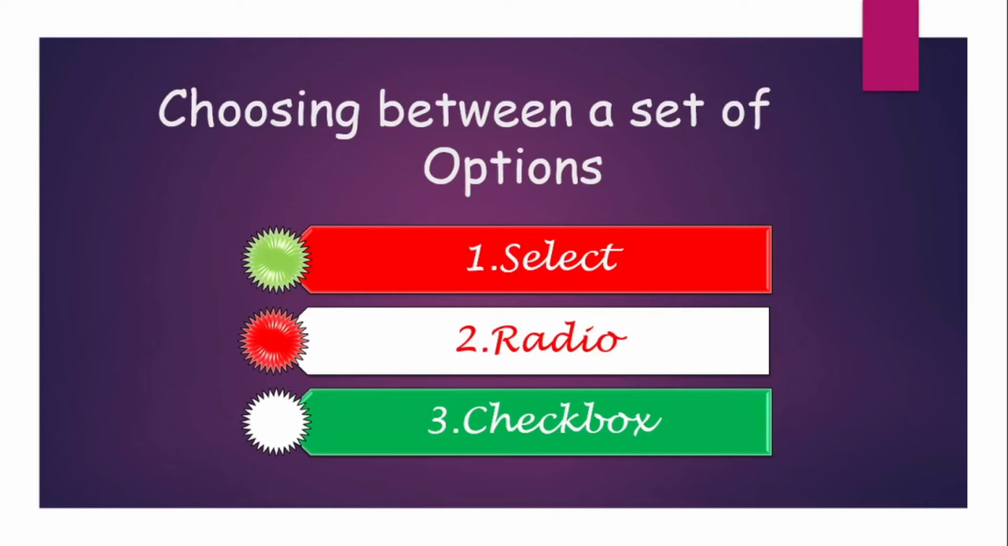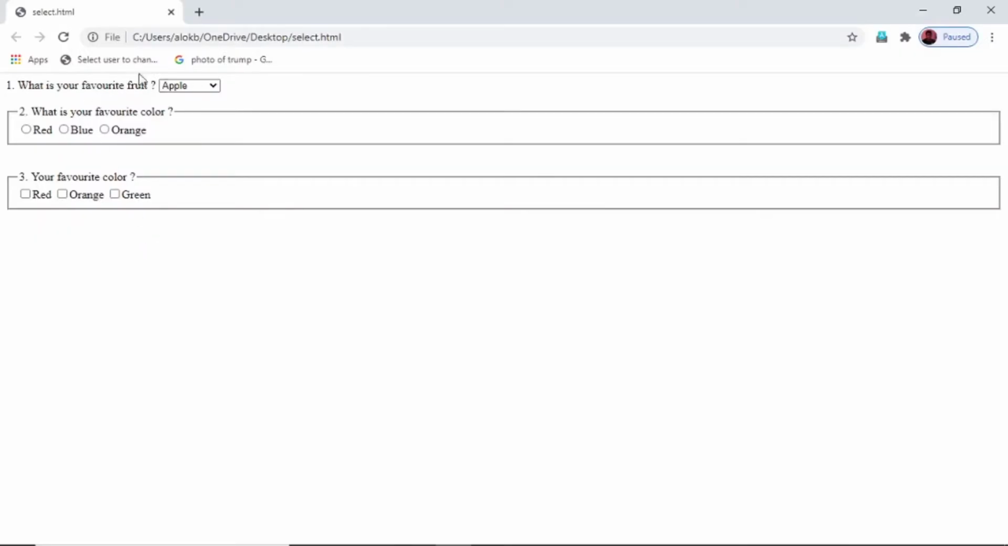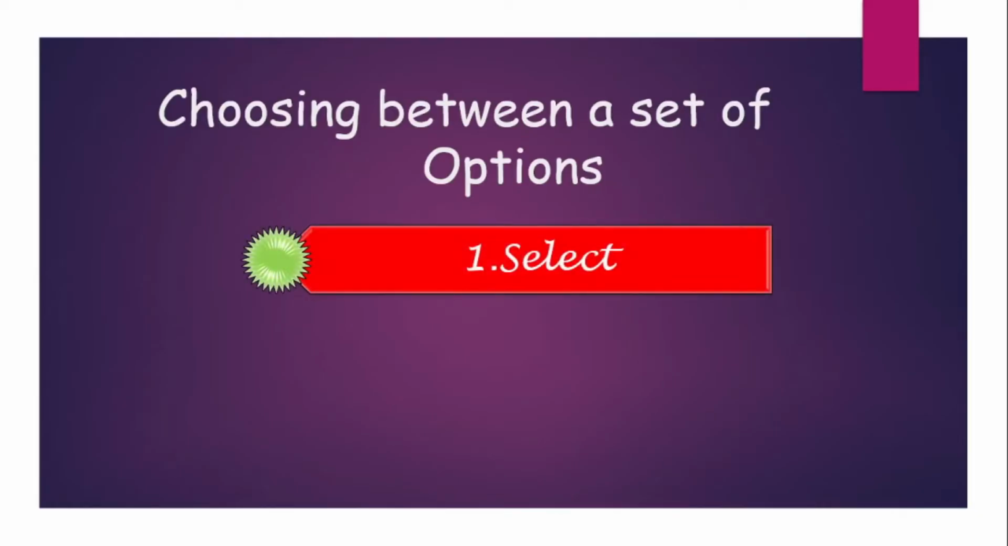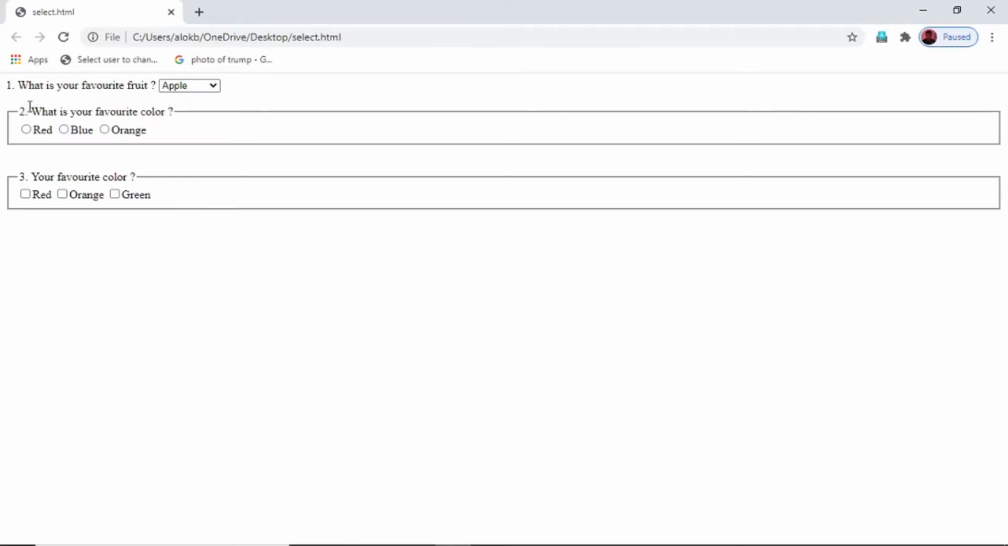In this video, we're going to be learning how to create form fields which let users choose between a set of options. In front of you are the different types of input fields that we will be creating in this lesson. Number 1. Select or drop down menu. So here you can see this in action.